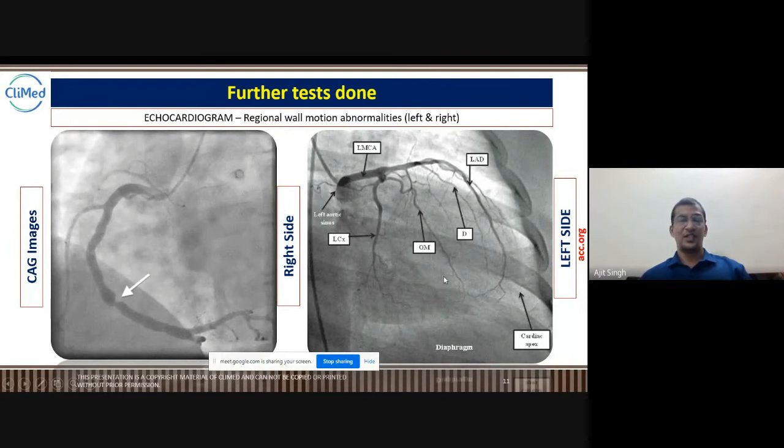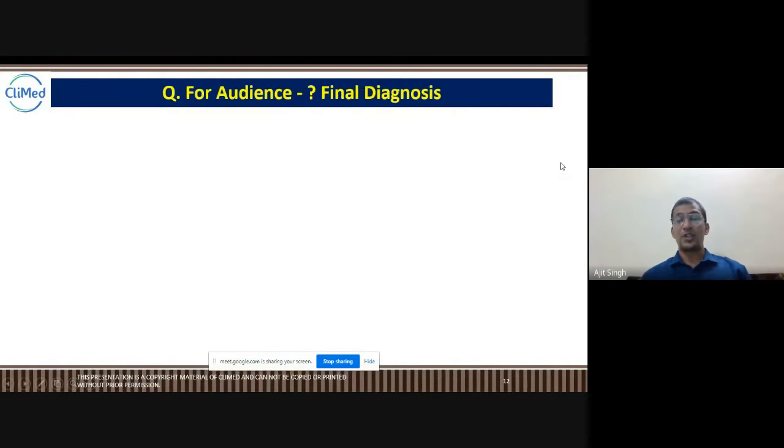This is not exactly what physicians are going to see, but still you can understand by this, and you can see how it looks. So this is an angiogram report. Now, can you please tell me what is the final diagnosis, guys? Can you please tell me what is the final diagnosis for this patient?